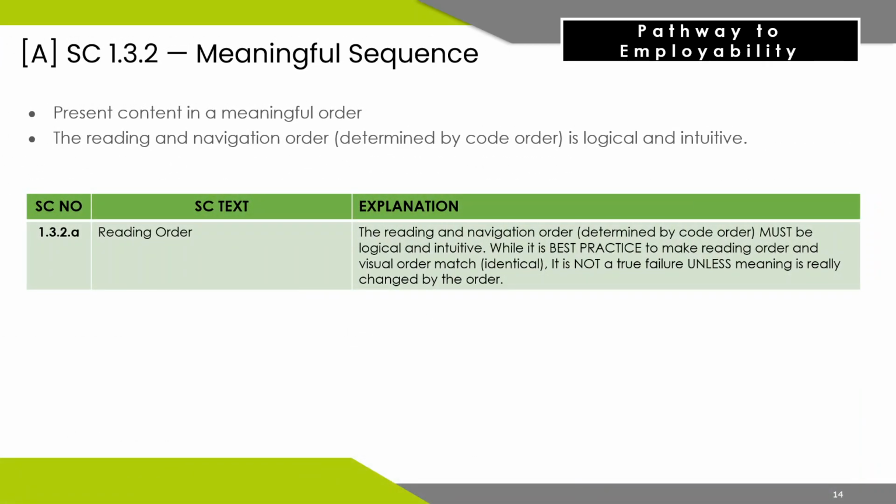The requirements for success criterion 1.3.2 Meaningful sequence are 1.3.2.a Reading order. The reading and navigation order, determined by code order, must be logical and intuitive. While it is best practice to make reading order and visual order identical, it is not a true failure unless meaning is really changed by the order.